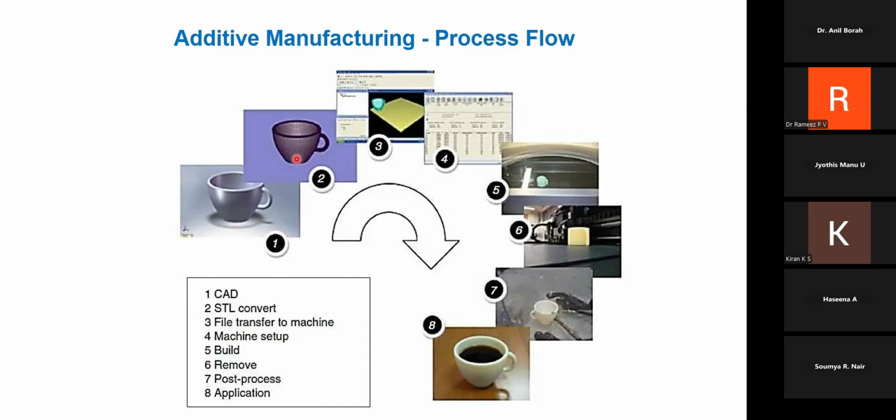Each layer has a different cross section, or maybe sometimes the same cross section. For each cross section of a single layer, the G codes will be generated in the slicing software itself. So for 20 layers, you have 20 layers of G codes. Those G codes you have to feed to the machine, so you have to transfer the file to the machine.